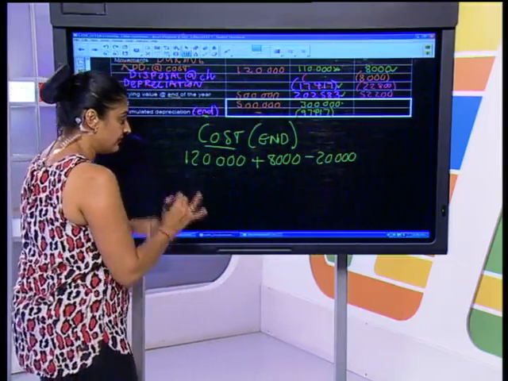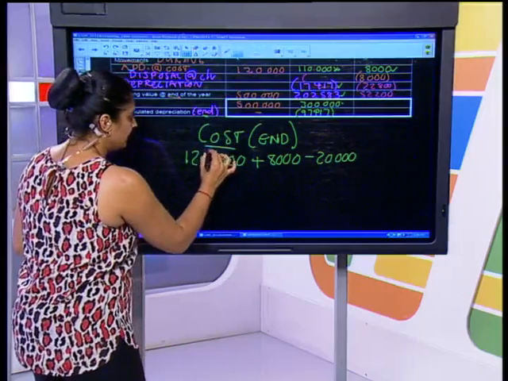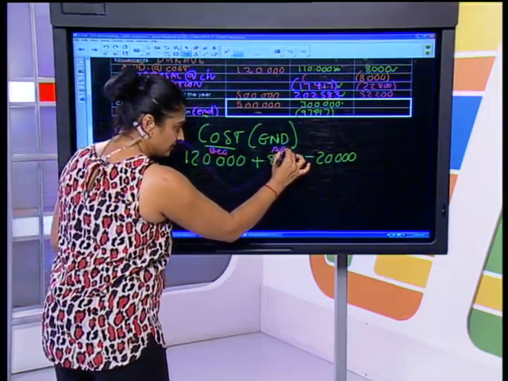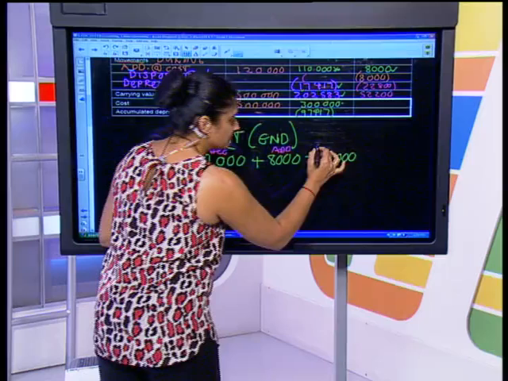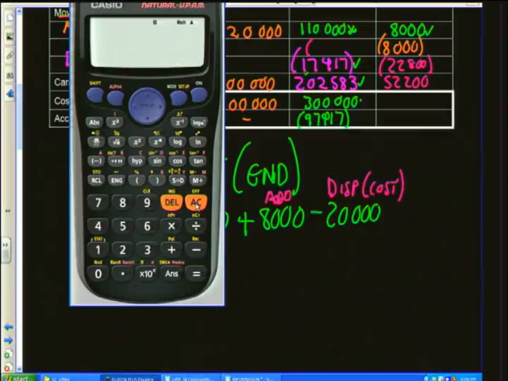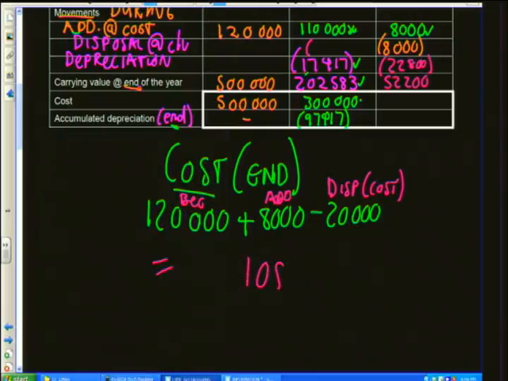Okay, so guys, very, very important. You're starting with the beginning of the year. You're then adding any additions, because additions are always at cost, and you're subtracting your disposal, also at cost. And that then gives me my cost at the end of the year. So let's do that quickly. Beginning of the year, 120,000 plus the 8,000 minus the 20,000 gives us our cost at the end of the year, which is 108,000.